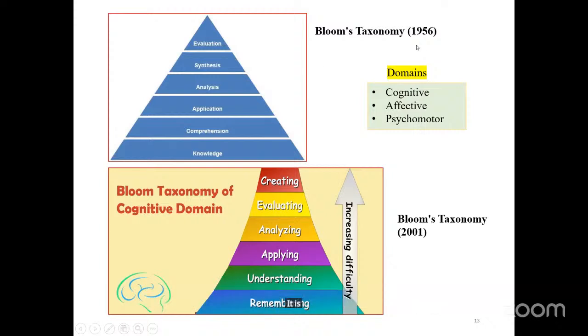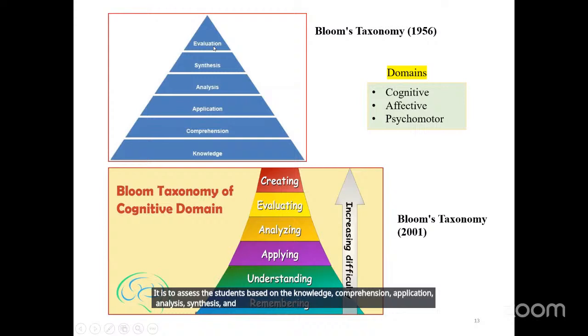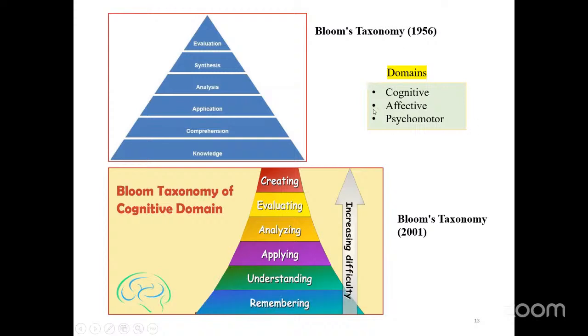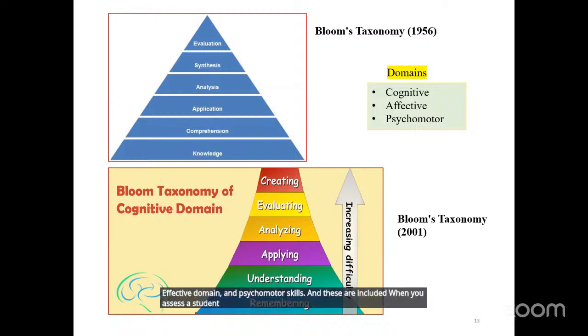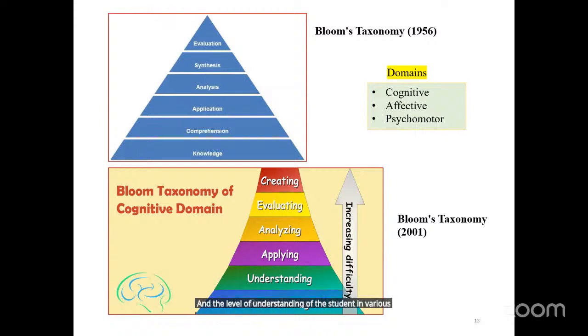It is to assess the students based on knowledge, comprehension, application, analysis, synthesis, and evaluation. So you have to assess the student by considering the cognitive domain, affective domain, and psychomotor skills. These are included when you assess a student very systematically, and the level of understanding of the student in various stages is reflected in the modified Bloom's taxonomy, or the 2001 version. What is this?